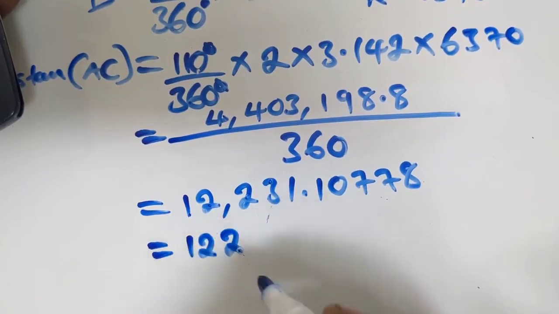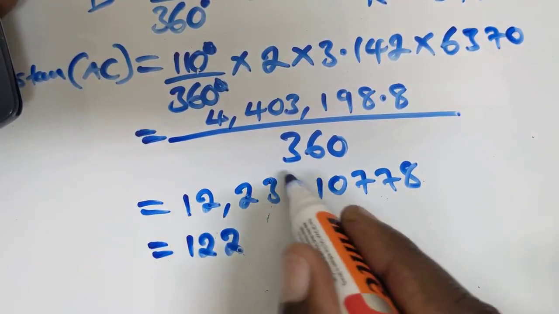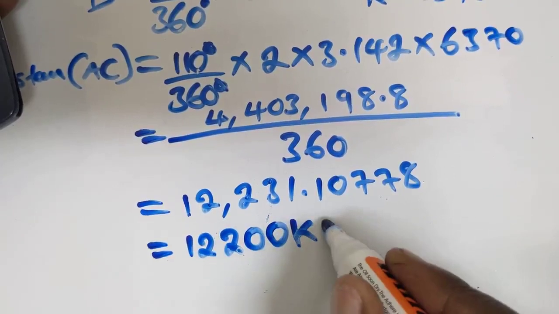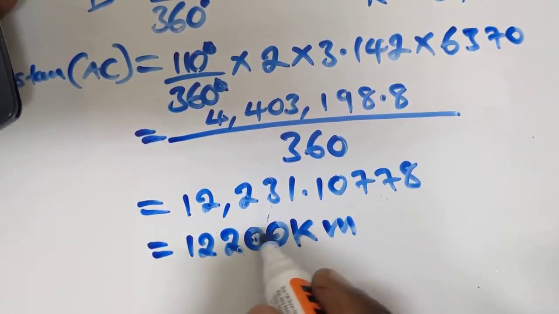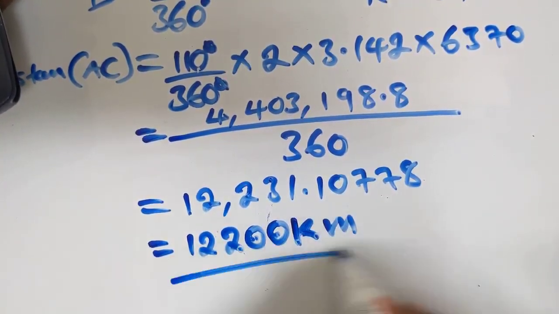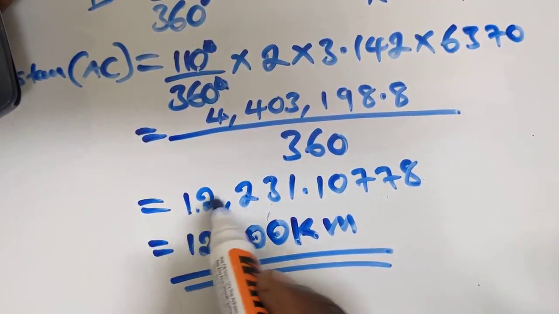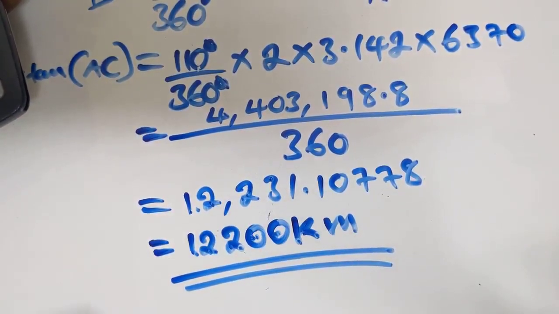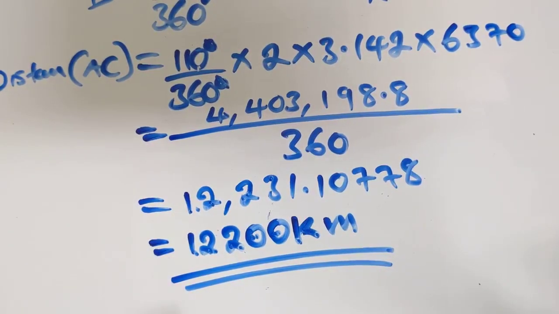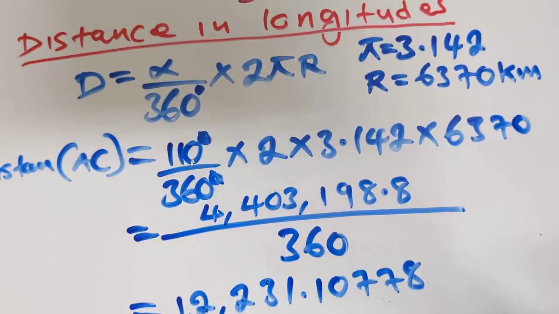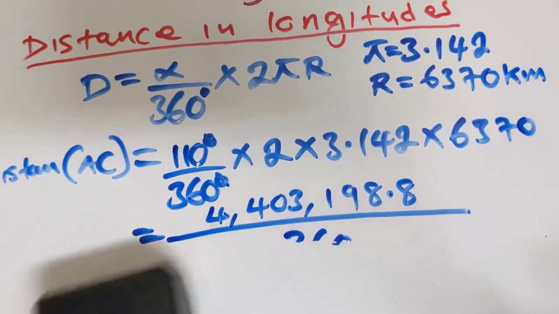If you learned about significant figures, these zeros at the end are not important. So this is the answer: 1, 2, 3 are the important numbers, the significant figures. So this is how you write it. You end where there is a point. So that is how you find the distance in longitudes. If you want to find the distance in longitudes, that's the formula that you're supposed to use.